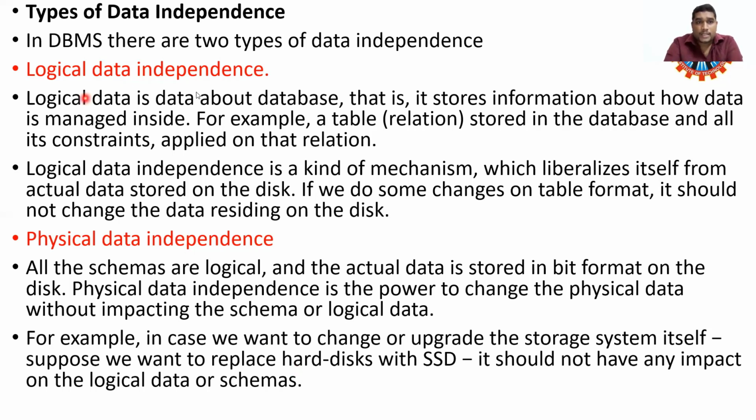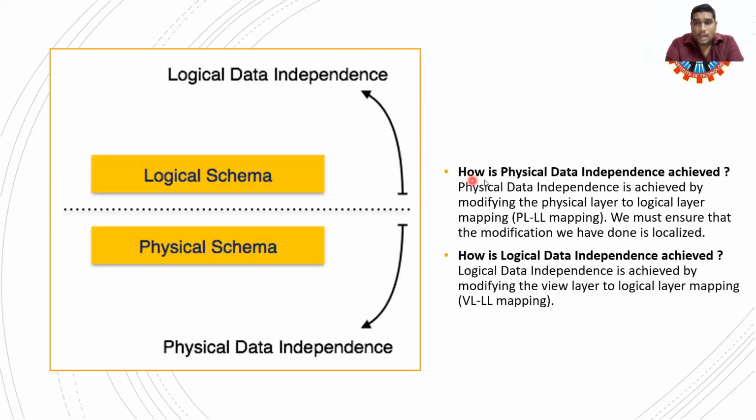Clear? I hope logical data independence is nothing but whatever changes we are doing should not affect the physical data independence. Similarly, physical data independence is nothing but whatever changes we are doing should not affect the logical data independence. Okay, clear? Right. Again, this is how physical data independence is achieved. How is logical data independence achieved? Clear. Physical data independence is achieved by modifying the physical layer to logical layer.